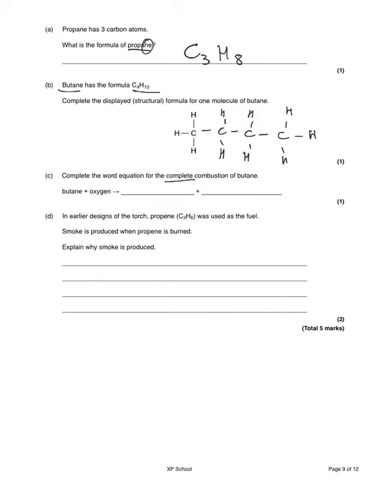Complete the word equation for complete combustion. So that's adding oxygen. We'll make carbon dioxide and water. And finally, smoke is produced. Explain why. Well, smoke is carbon, and this is formed when there is incomplete combustion.